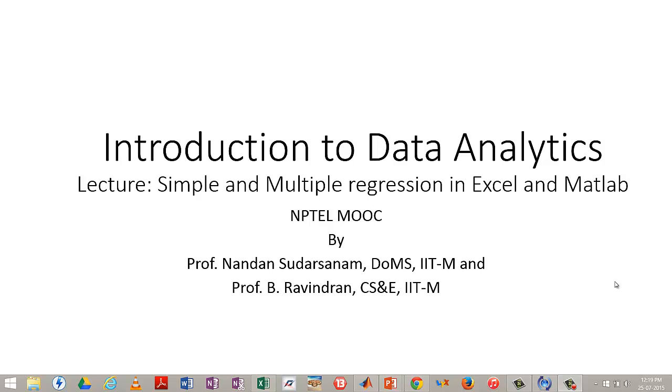Today we're going to look at how you can implement a regression through software, and we will show it to you in both Excel as well as Matlab. But the important thing is to just understand the core concept and the terms, so tomorrow you would be able to implement it with any software of your choosing.